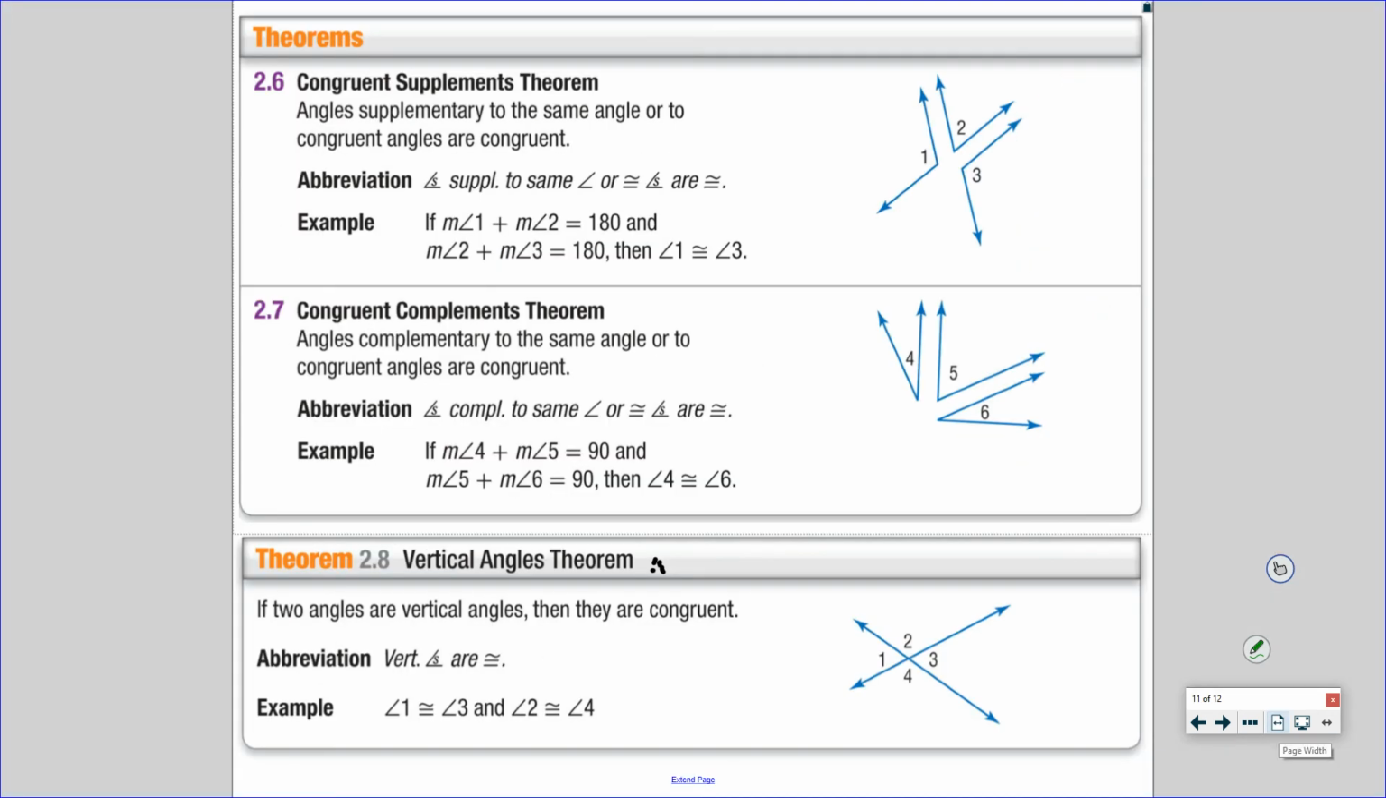My third one, which we've talked about before, is the vertical angle theorem. If two angles are vertical angles, then they are congruent. What are vertical angles? Who can remind us?